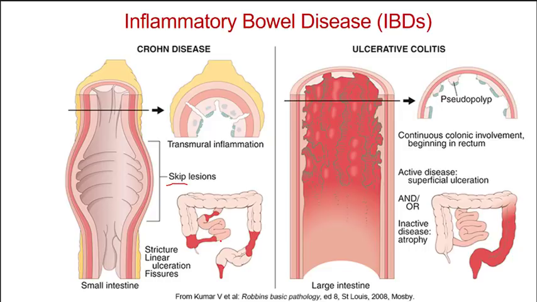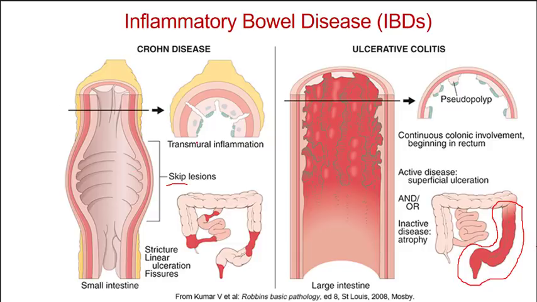Whereas if we look on the ulcerative colitis side, we can see that the area that's affected is in the colorectal region. So we have the descending colon, the S-shaped sigmoid colon, as well as the rectum as being the main area that this disease will affect.